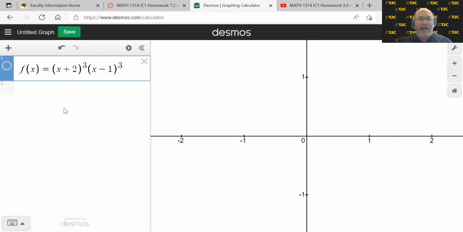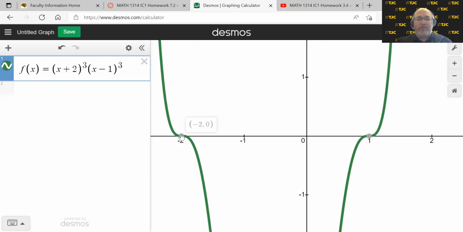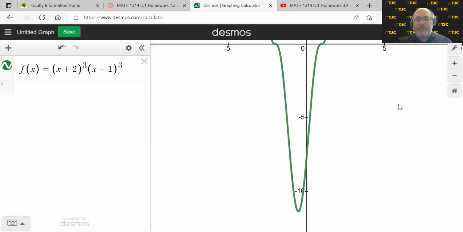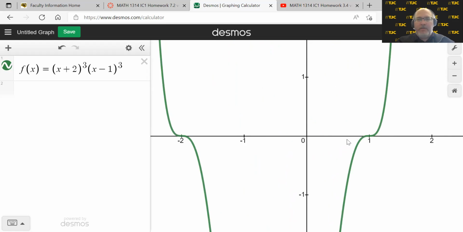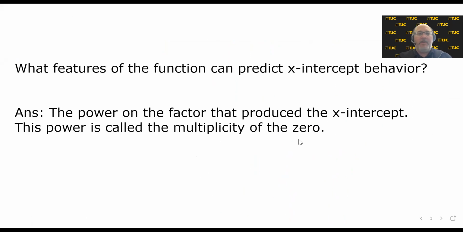If we're correct, then when I turn on the graph it should cross at both -2 and 1 because the factors have odd powers, and they do. I wonder how low this gets. There it goes. It seems like the multiplicity, the power on the factor, has something to do with the x-intercept behavior, depending upon whether the multiplicity is odd or even. And that's what's underneath here: the power on the factor that produced the x-intercept.